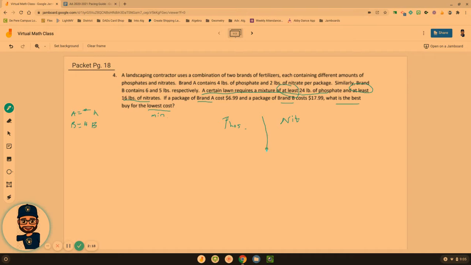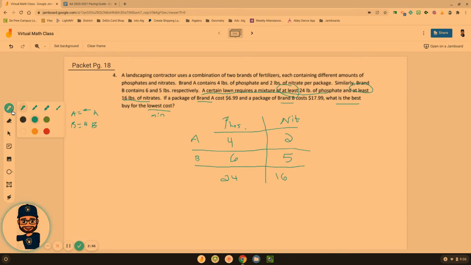So those are going to be our two columns. And then we've got our two brands. Brand A is going to give us a certain amount of each of those. Brand B is going to give us a certain amount of each of those. And then we've got these restraints, at least 24 pounds of phosphate, at least 16 pounds of nitrate. So if we go back inside of this middle part here, brand A has 4 pounds of phosphate and 2 pounds of nitrate. Brand B has 6 and 5 respectively. So now we can slowly start to piece this all together to write our inequalities.